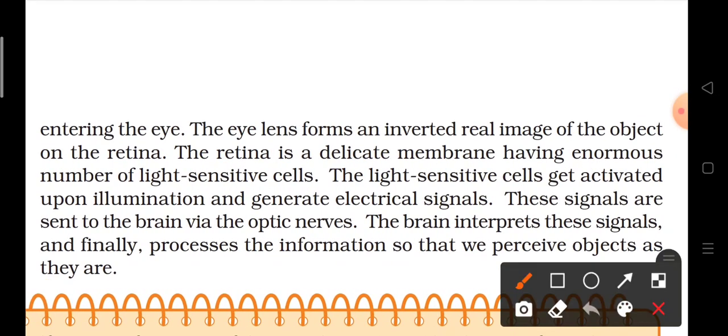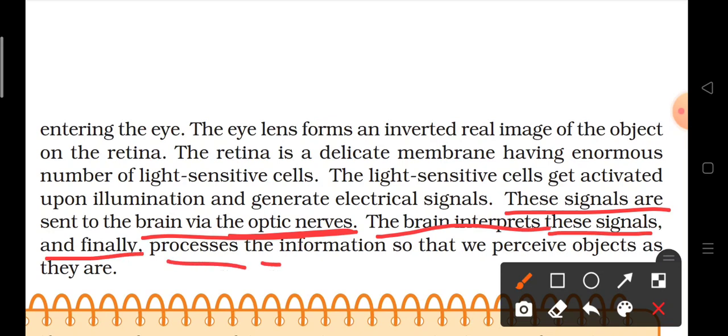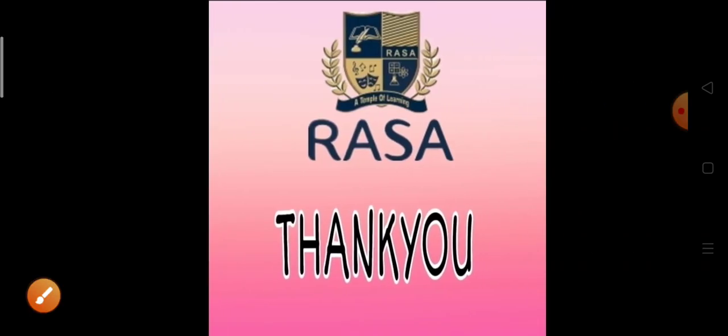So these electrical signals are sent to the brain through the optic nerve. The brain interprets these signals and finally processes the information so that we perceive objects as they are. और ब्रेन इस इंफॉर्मेशन को प्रोसेस करता है और हम देख पाते हैं जैसे सब ऑब्जेक्ट्स हैं उनको क्लियर. Okay. Thank you.